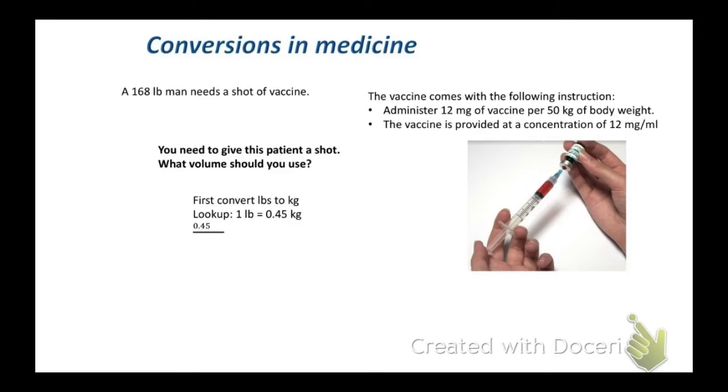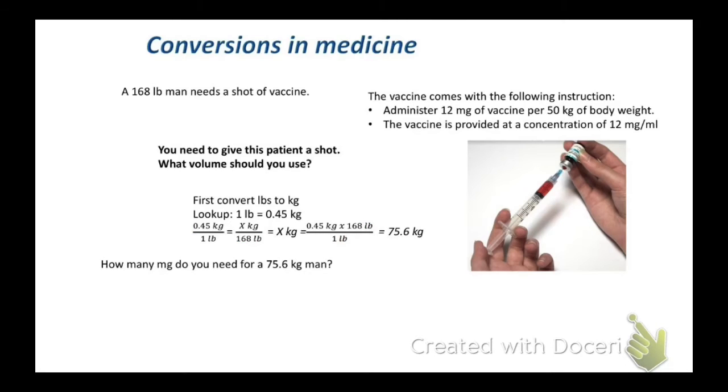Now you can set that up as a ratio. 0.45 is to 1 as X, your unknown, is to 168. You can multiply both sides by 168, and in doing that you eliminate that from this side and you add 168 over here. The pounds will be eliminated, and that's why you're left with 0.45 times 168, and your conversion is 75.6 kilograms.